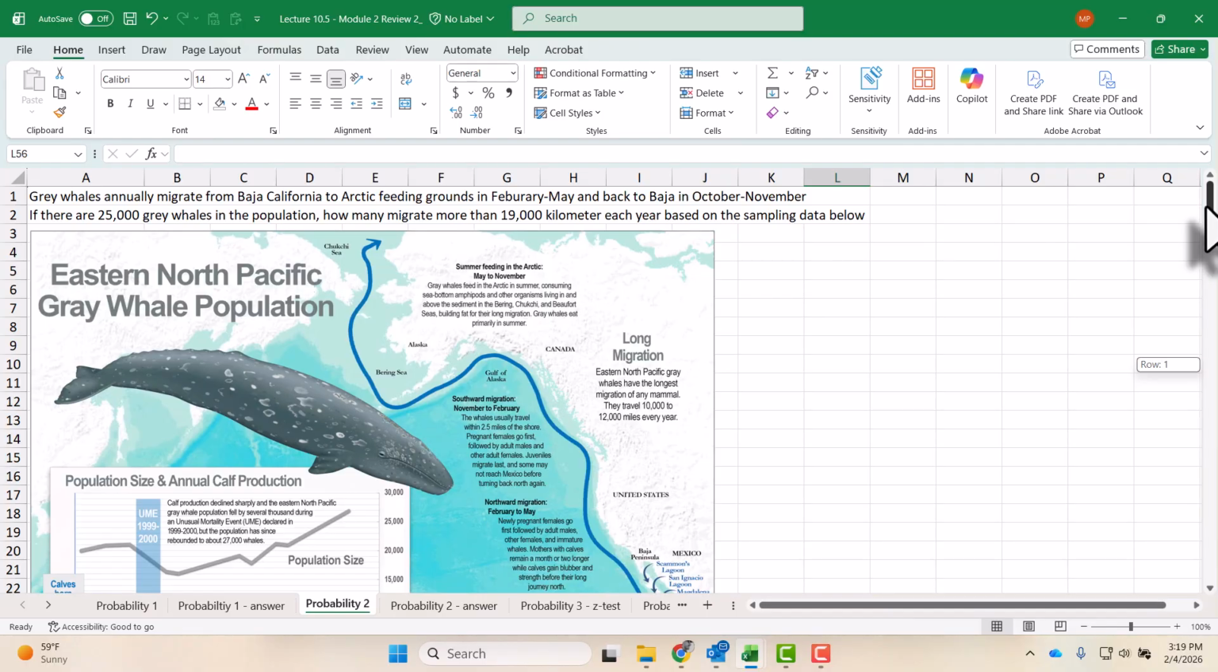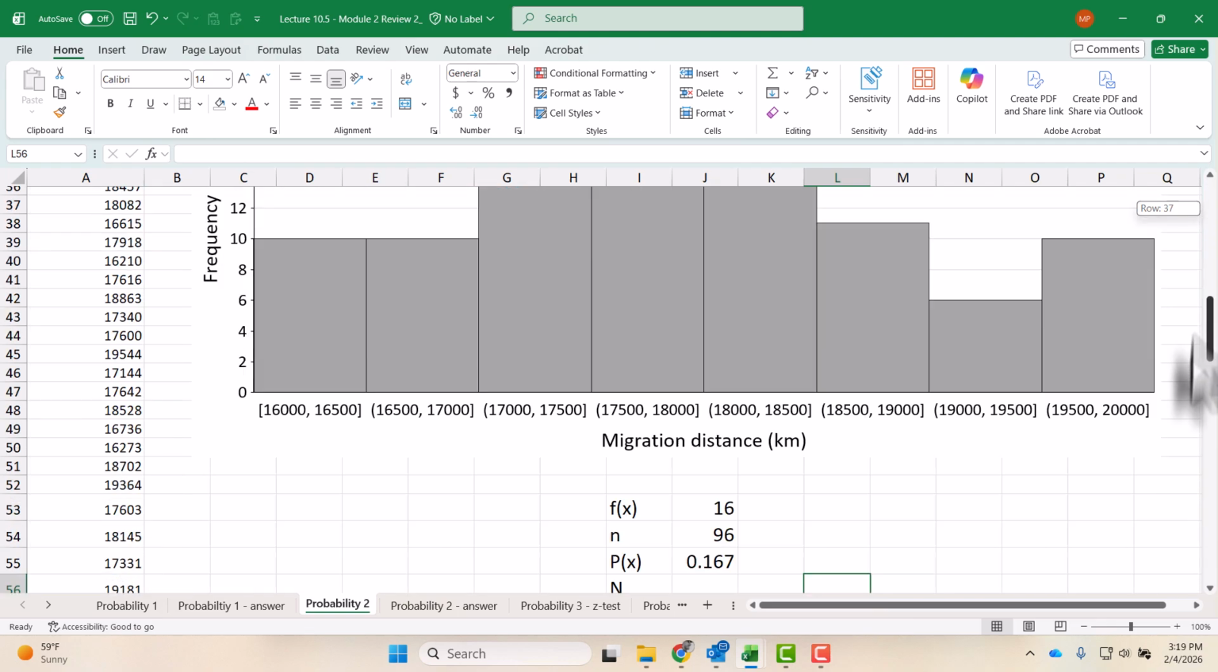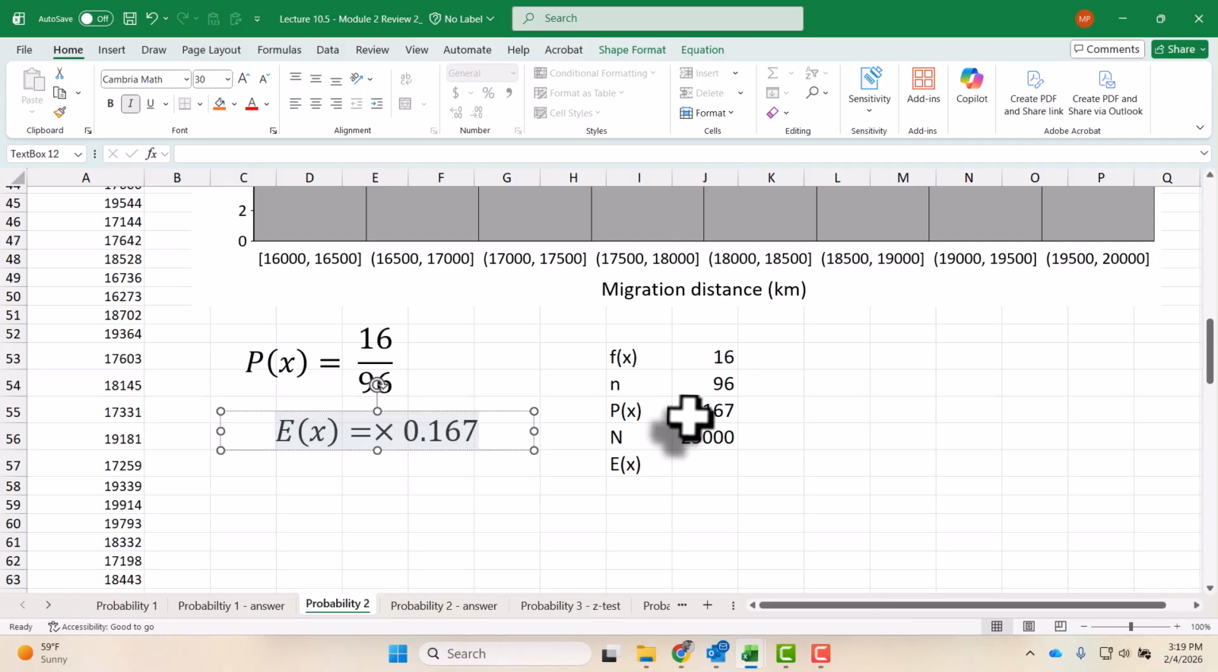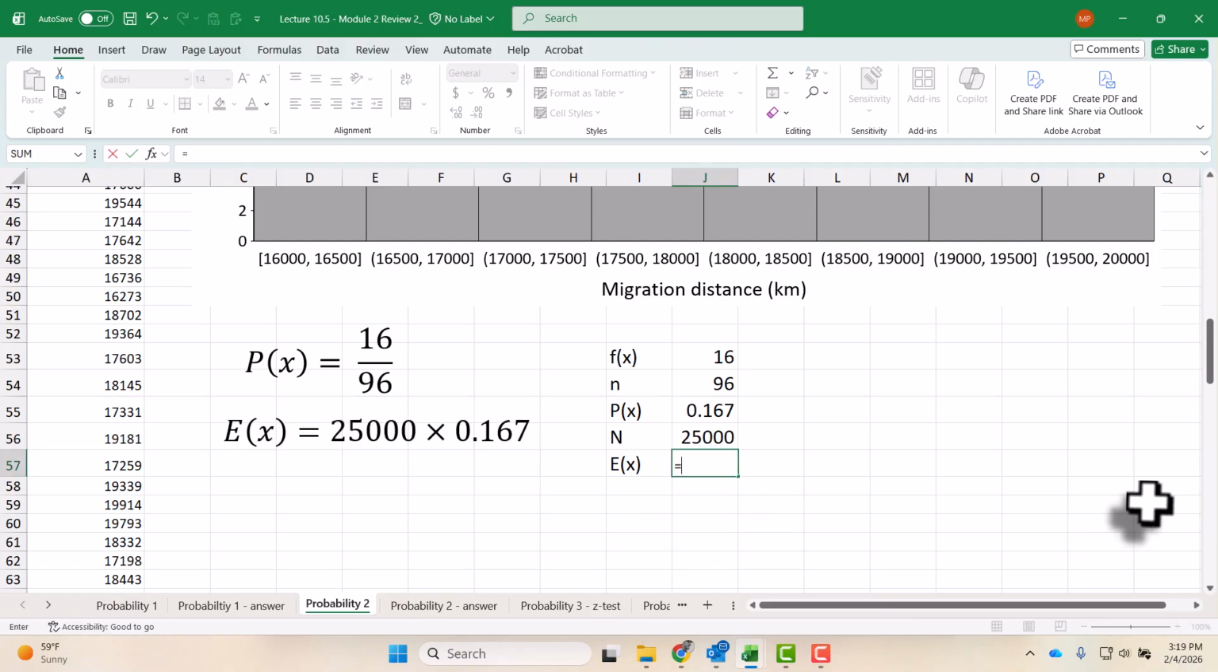We go back to the top and we look. We're told that there are 25,000 whales in our population. So we can put that in for big N. And then it's a matter of doing the math. We take our 25,000, we multiply that times our probability, and that tells us that 4,167 whales are expected to travel more than 19,000 kilometers.